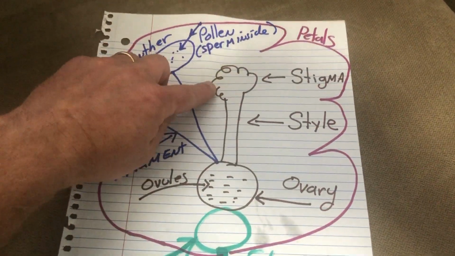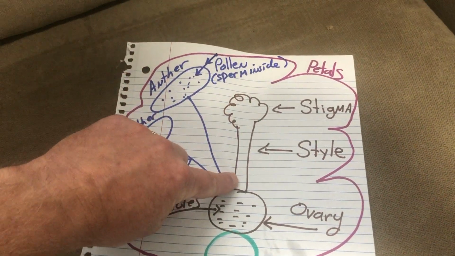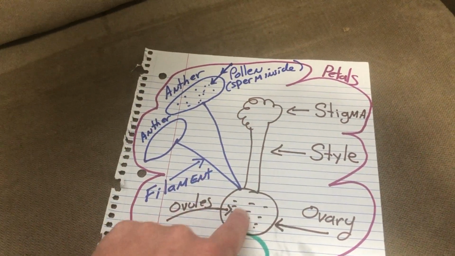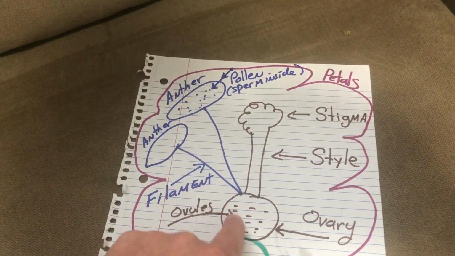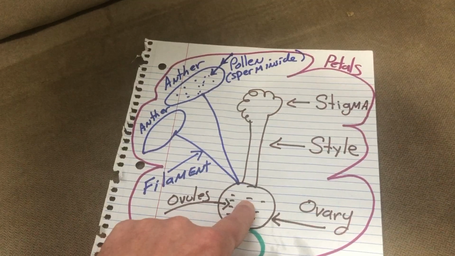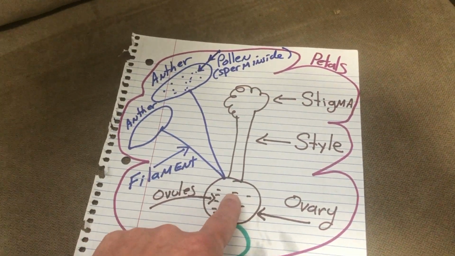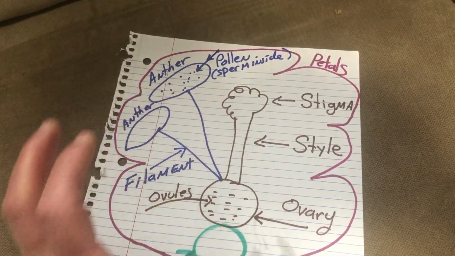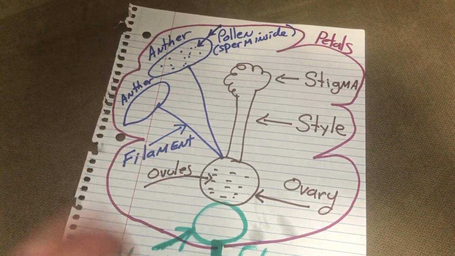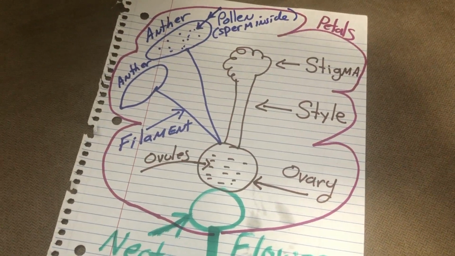Meanwhile, the pollen that was on the stigma goes down the style into the ovary. In the ovary, the sperm that was inside the pollen mixes with the ovules that are inside the ovary. As the sperm and the ovules mix, the ovules start to grow. They grow, the ovules turn into seeds, and the ovary turns into a fruit. And that, my friends, is how seeds are made.